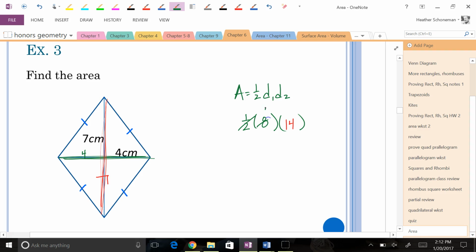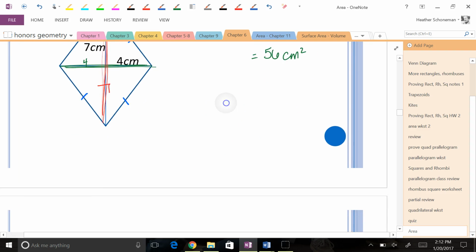So I'm going to take half of one of those numbers, and 4 times 14 is 56, so we get an area of 56 centimeters squared. Don't forget to label your answer. I will count off if you don't.